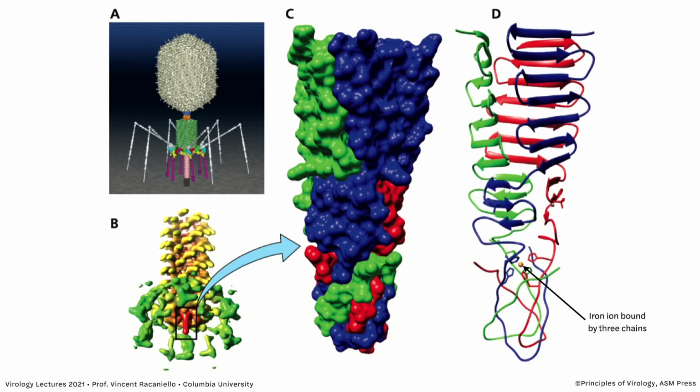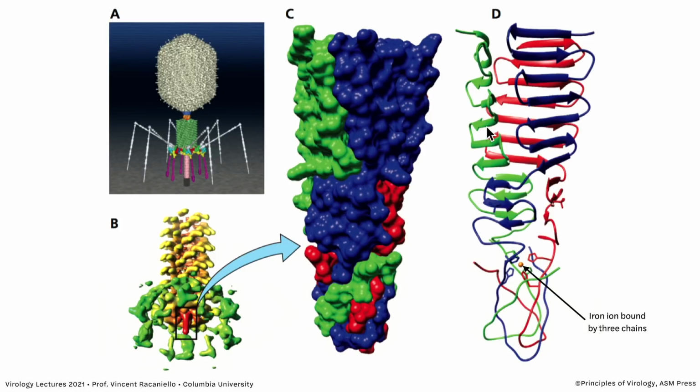This is a look at the spike at the bottom of the base plate that actually inserts into the bacterial membrane and pokes a hole in it. And that spike, here's the structure of the spike, which was solved a number of years ago. It looks just like a spike, doesn't it?